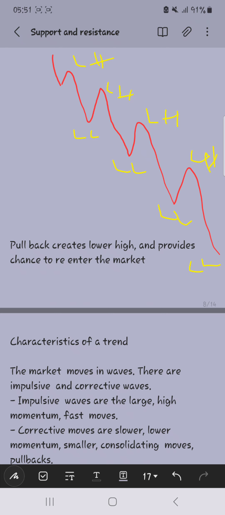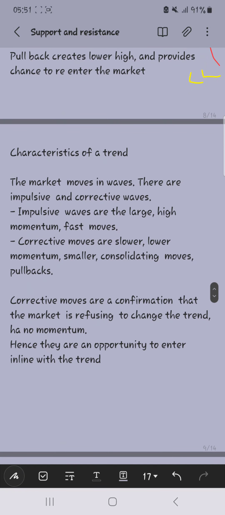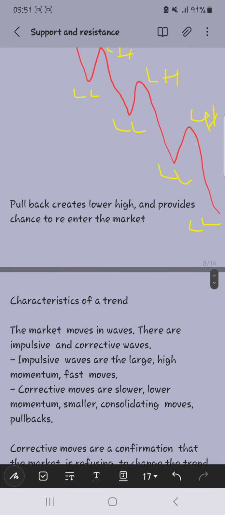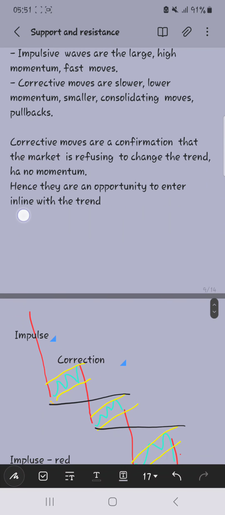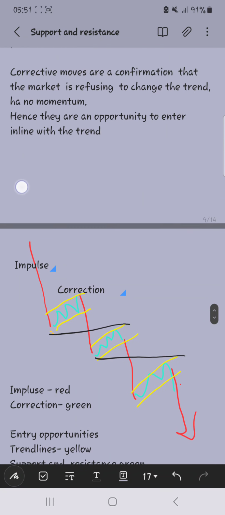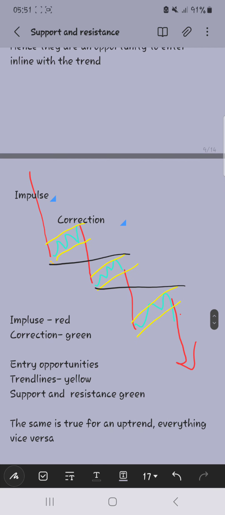So the market moves in waves: impulse, correction, impulse, correction, impulse, correction. Those are the waves that I'm talking about. And the corrections are usually slower, low momentum, smaller candlesticks, or consolidating. So that's what we're going to be looking for. I'm going to be sharing the structure that's below over here. Those are the opportunities to enter. The corrective moves are the ones that provide us with the opportunities to enter.